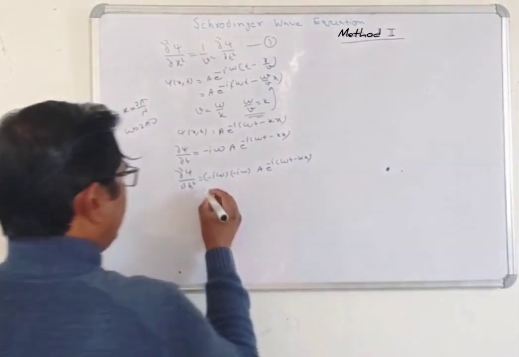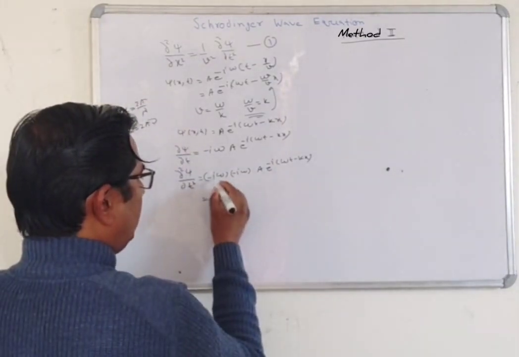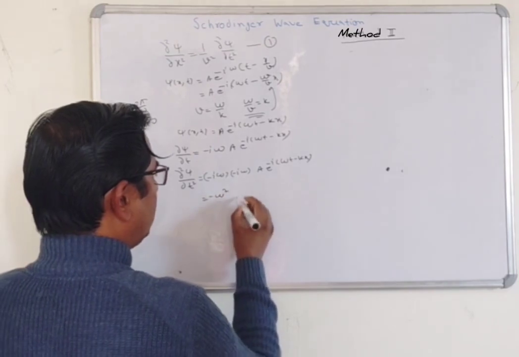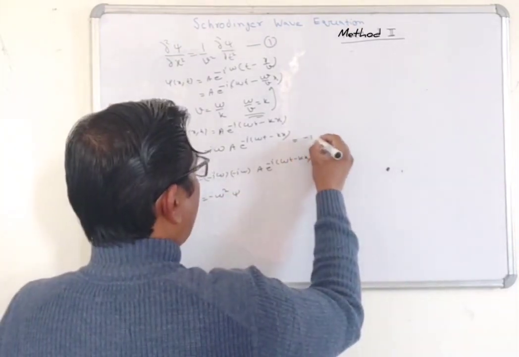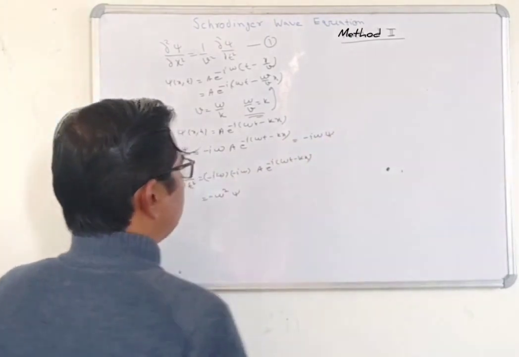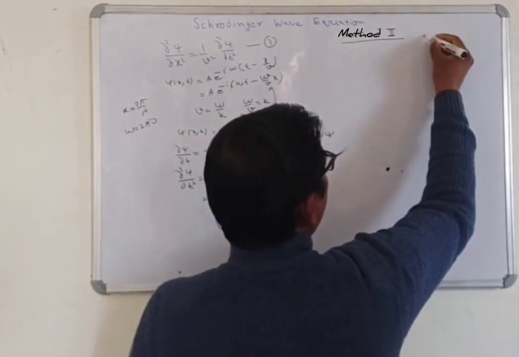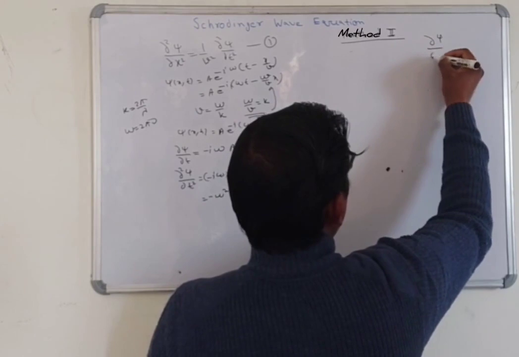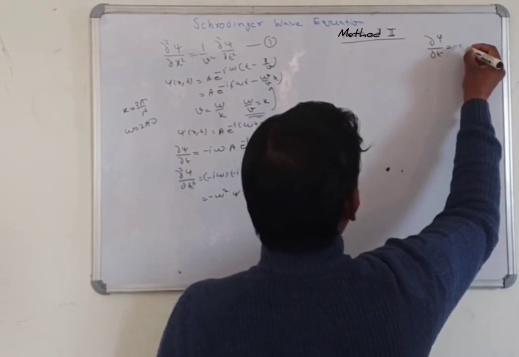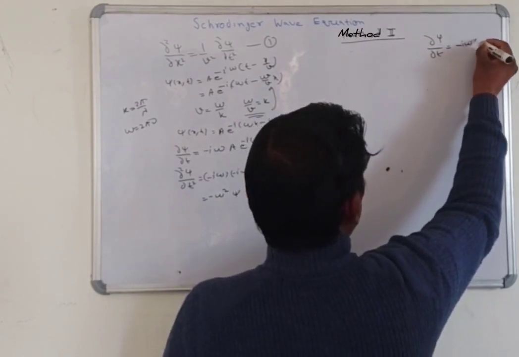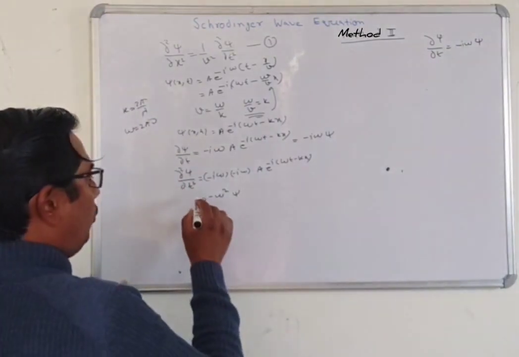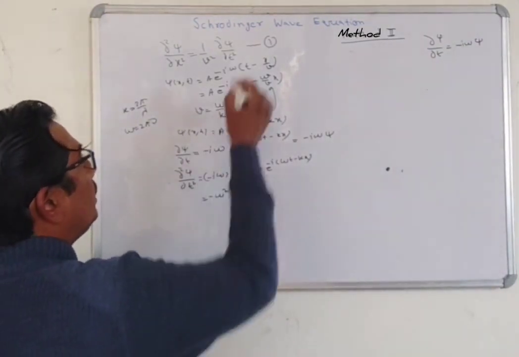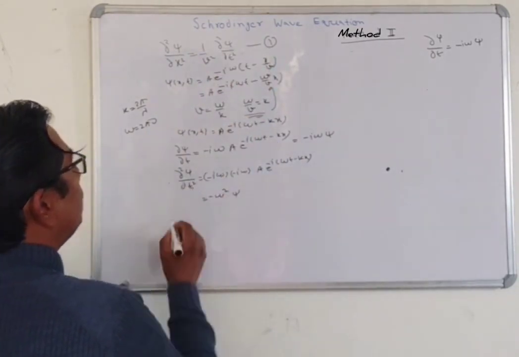Now, we will write here minus omega square. This one is the wave function psi. Here we can write i omega psi. Now the value of d psi by dt is equal to minus i omega psi.